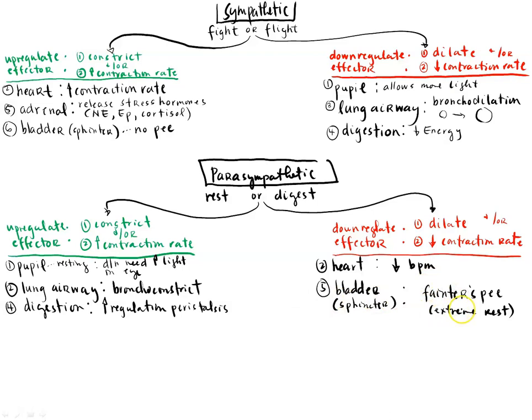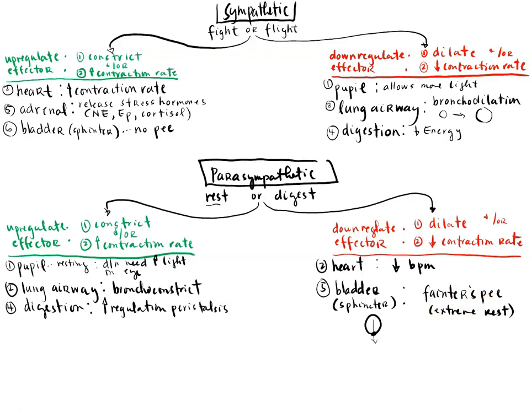They will urinate on themselves. It's because the parasympathetic is putting them in this very strong rest state. They're unconscious. And the sphincter, and when I say sphincter, it's this sphincter right in here, will open up and all the pee now will evacuate through the urethra. Okay, and that's what I mean by fainter's pee.